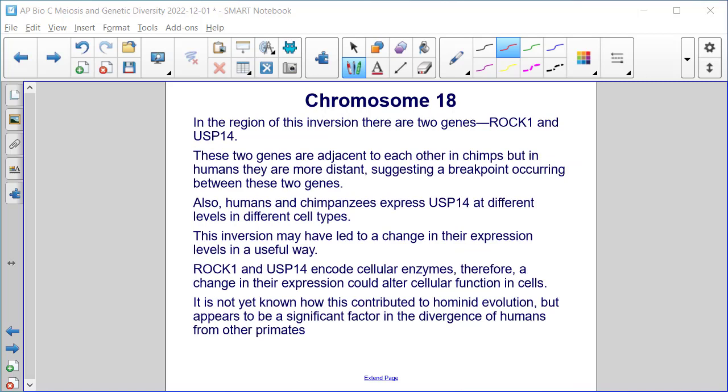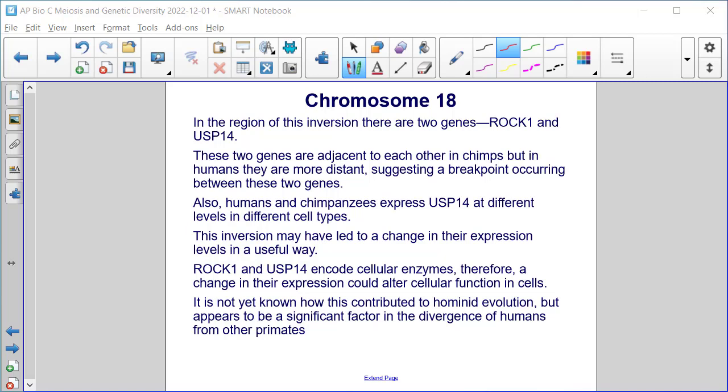In the region of this inversion, there are two genes, ROC1 and USP14. These two genes are adjacent to each other in chimps, but in humans, they are more distant, suggesting a breakpoint occurring between these two genes. Also, humans and chimpanzees express USP14 at different levels in different cell types. This inversion may have led to a change in their expression levels in a useful way.